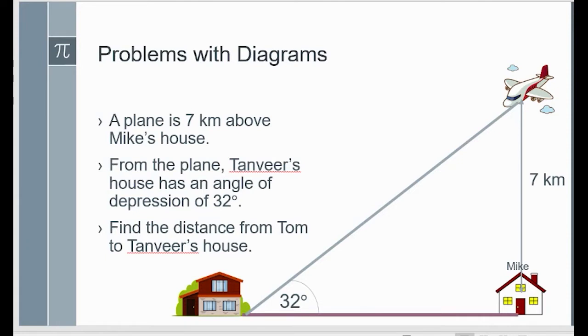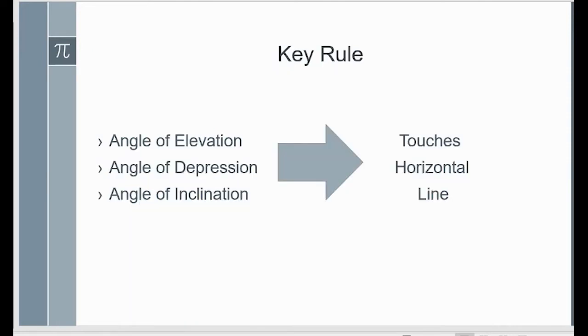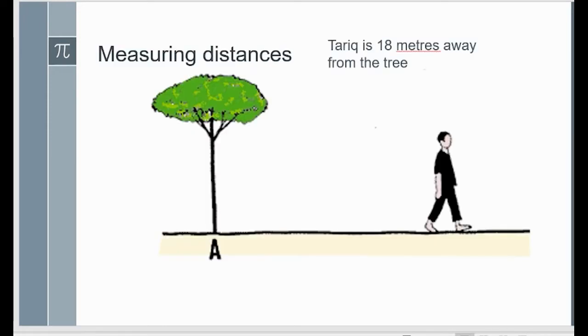Key thing I want to get across, whatever word they use, angle of elevation, depression, inclination, it always touches the horizontal line. If you can remember that rule, word problems get a lot easier. The second thing I want to go over is how to measure distances. Take this example. We've got Tarek. He's 18 meters away from the tree, and we want to measure the distance.